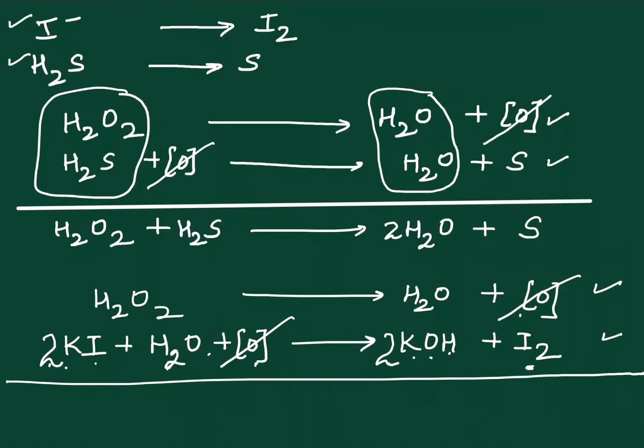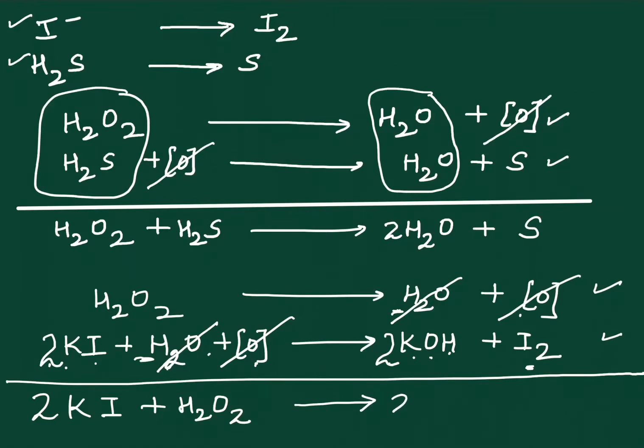Now, add up the 2 equations again. So you will have 2KI plus H2O2. Look at this. You had water being generated here and water is being used up in the second equation and it's equal number. So we can nullify it. So you have to be careful when adding the 2 equations. Then this gives us 2KOH plus I2. Right? Interesting way to learn.